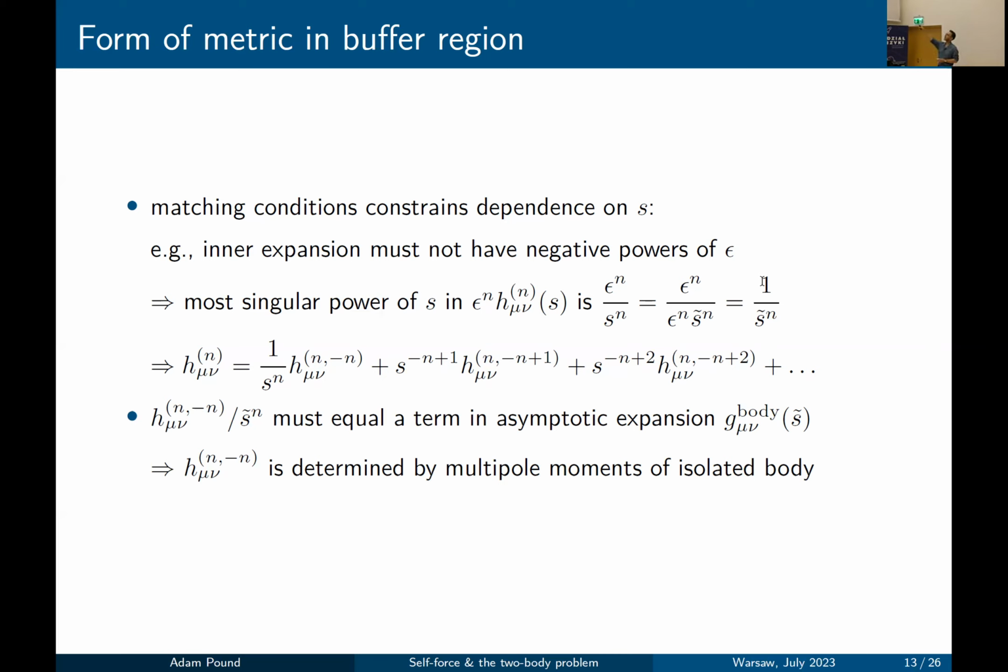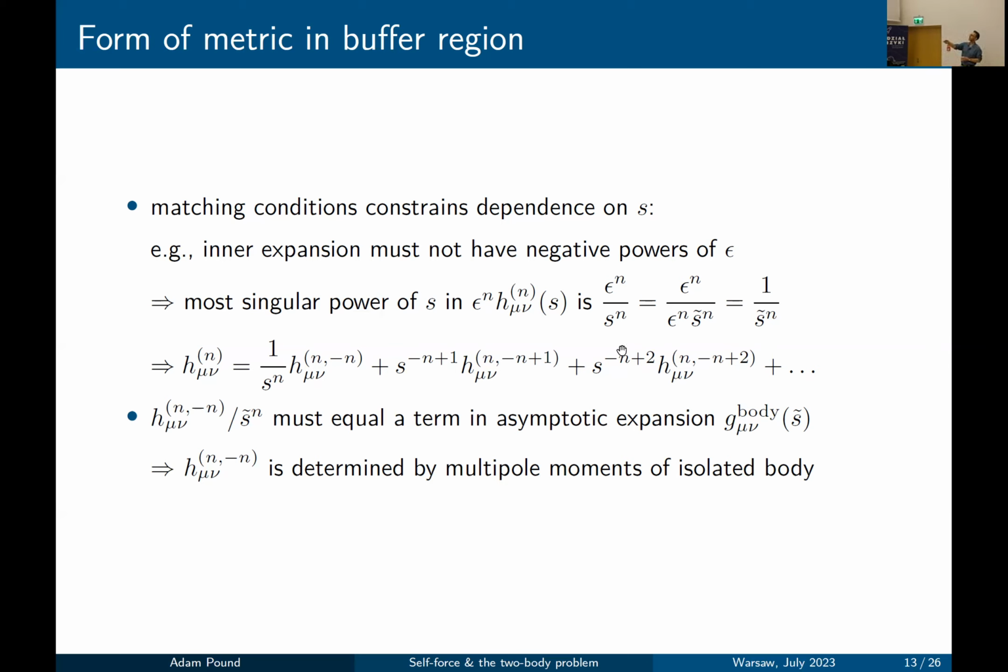Now, if I put s to the n plus 1 on the bottom, then I would have a negative power of epsilon. Because if I had s to the n plus 1 on the bottom, I'd have epsilon to the n plus 1 on the bottom, and then I have 1 over epsilon. So this is telling us that if our outer expansion matches an inner expansion, and if the two expansions are well behaved, then the most singular power of s you can have in the outer expansion is 1 over s to the n. You can't have 1 over s squared at epsilon to the 1.